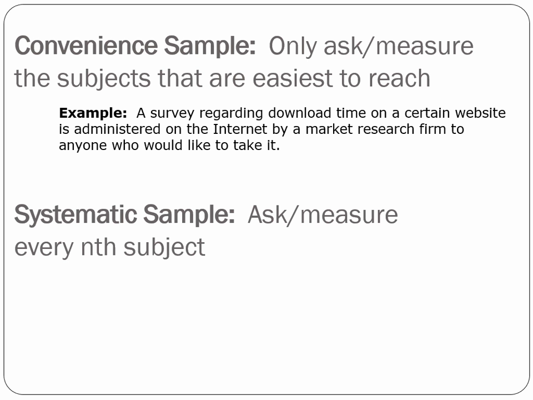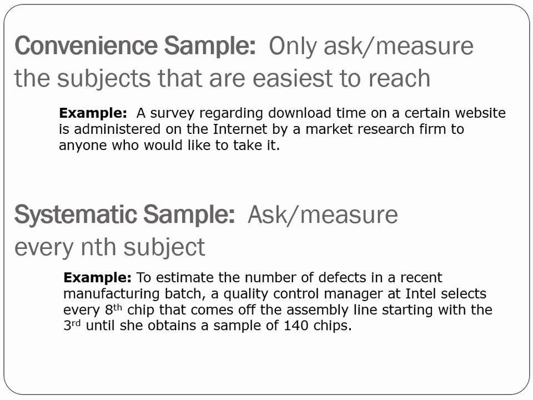Next would be systematic. This is a type of sampling method where you ask or measure every nth subject. So to estimate the number of defects in a recent manufacturing batch, this will happen a lot with quality control in factories. They'll select every X number of chips. So here they select every eighth chip that comes off the assembly line to get 140 chips, and then make a call from there. So there's definitely an advantage to this type of method, especially in a factory type setting, but there's also disadvantages here in that sometimes, every fifth or every sixth subject could have something in common.